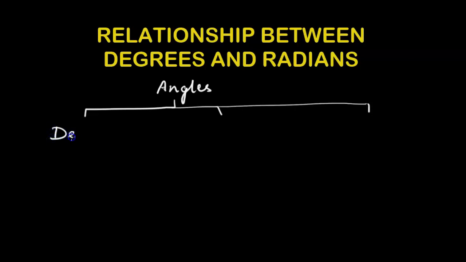Hey guys, in this lesson we will understand the relationship between degrees and radians. We know trigonometry relates angles and sides of a triangle. Now we will also learn that apart from describing angles in degrees, we can also describe angles in radians. So from now onwards, we will also know a different unit for angles, and that is radians. Angles can be described with degrees, and angles can be described with radians.